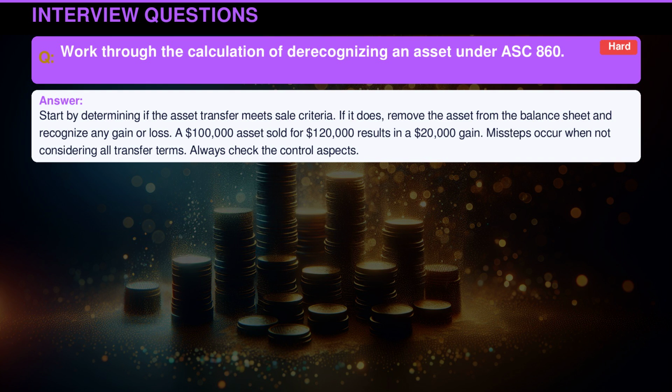Start by determining if the asset transfer meets sale criteria. If it does, remove the asset from the balance sheet and recognize any gain or loss. A $100,000 asset sold for $120,000 results in a $20,000 gain. Missteps occur when not considering all transfer terms. Always check the control aspects.